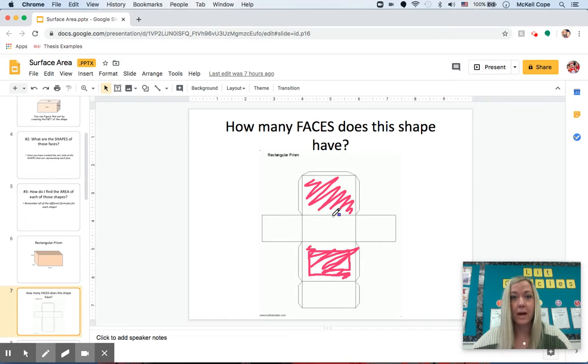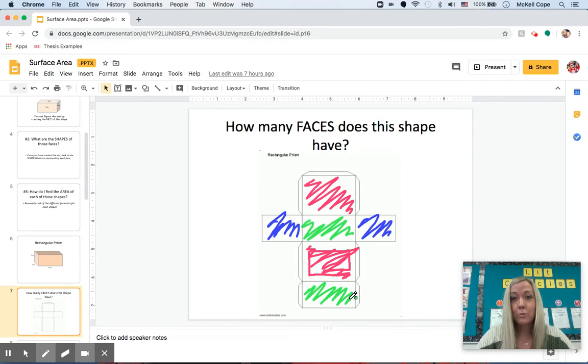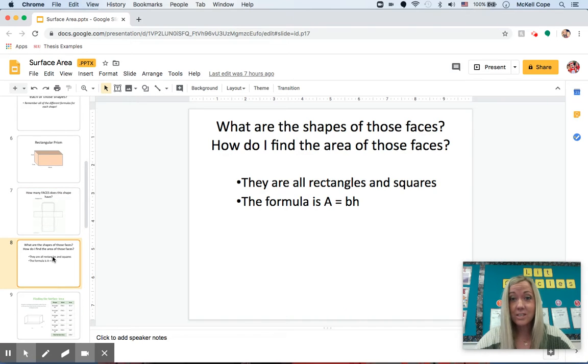Well, here's the cool thing about rectangular prisms. That doesn't just happen once. It happens here. It also happens with these two rectangles. And then we have yet again a third set of rectangles that are exactly the same. So because of that information, really, I don't have to find the area 6 times. I only have to find it 3 times. And that is a speed up trick. It's a way that we can make things a little easier for ourselves.